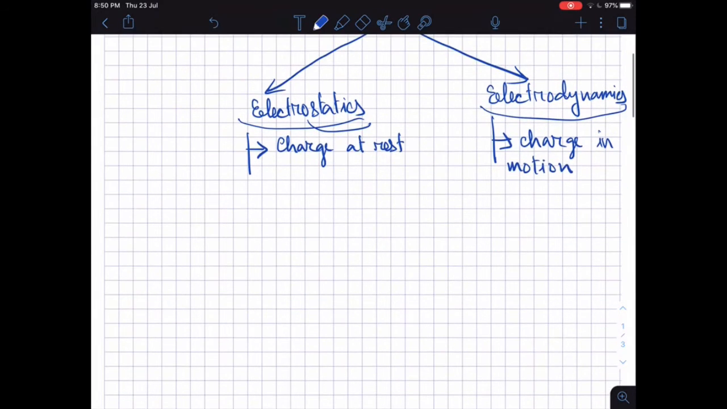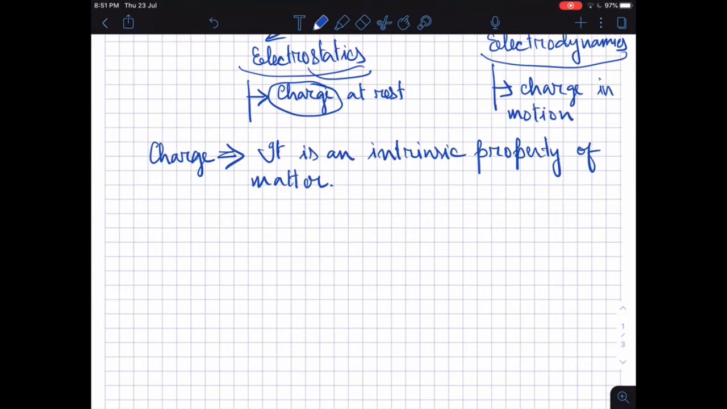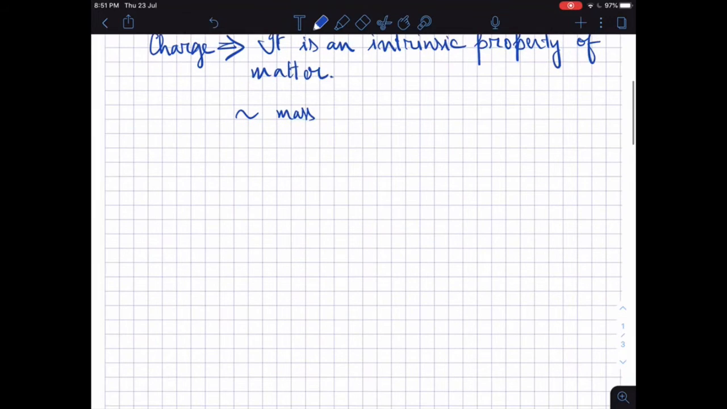Now the defining factor, the new term, is charge. So what is charge? It is an intrinsic property of matter. What do we mean by intrinsic? Intrinsic means something which is very fundamental and just exists in matter, and we cannot define it. Another example of an intrinsic property is mass for matter. So let's compare charge and mass.